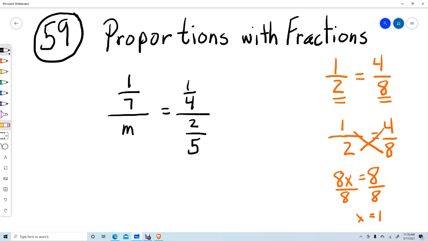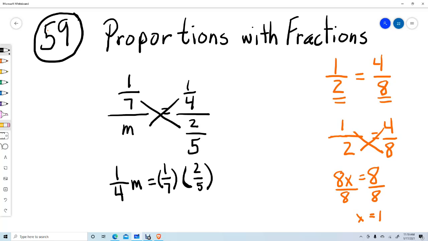If I cross multiply here, I'll start with my variable on the left. It's always a good idea to have your variable on the left. It's just sort of standard protocol when you're writing an algebra equation. 1/4 times m equals 1/7 times 2/5.